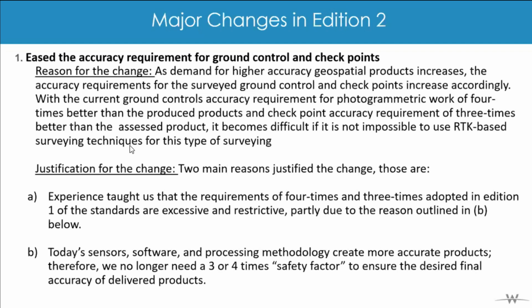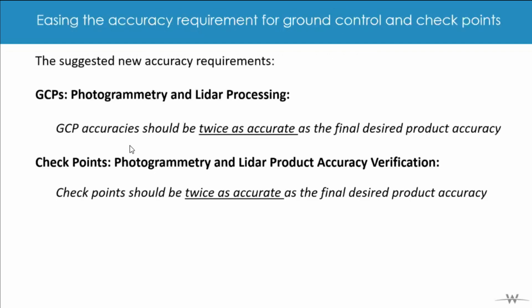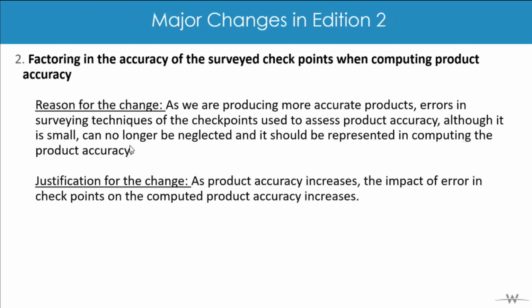If you are producing a product, the control points you're using in the production of the product have to be twice as accurate. It's very, very simple that way. The other change is factoring in the accuracy of the survey checkpoint when computing product accuracy. Okay, let me elaborate on this.